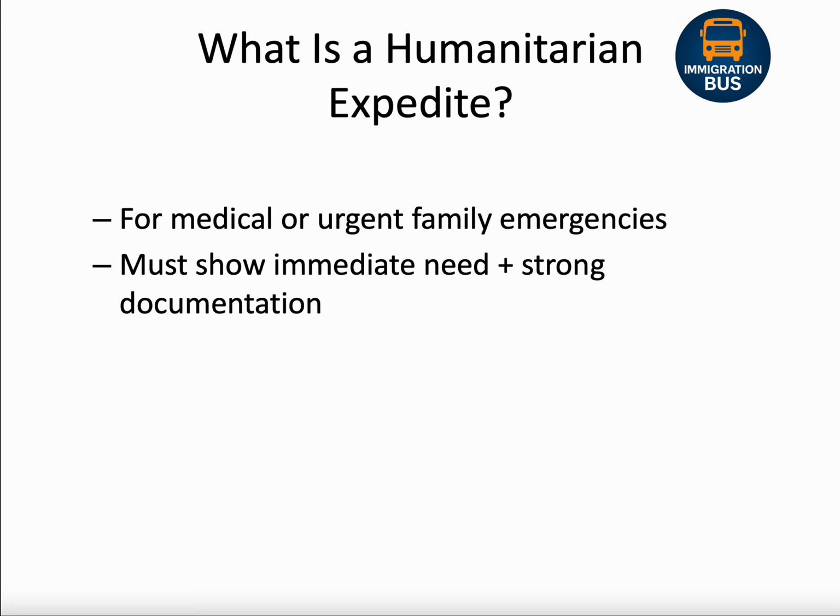What is a humanitarian expedite request? USCIS considers humanitarian expedite requests when someone is facing a medical emergency or urgent family crisis that cannot wait for normal processing times. USCIS evaluates these strictly, and the applicant must demonstrate a compelling, immediate need supported by strong documentation.